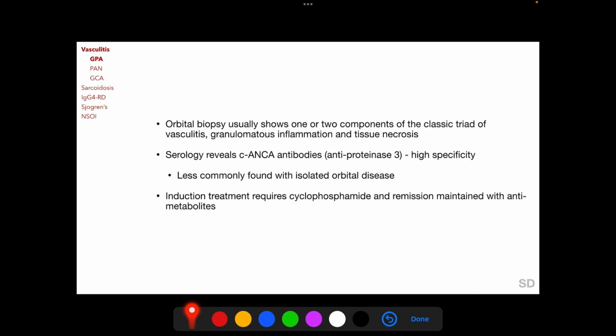Orbital biopsy in a patient with GPA usually shows one or two components of the classic triad of vasculitis, granulomatous inflammation, and tissue necrosis. And serology reveals a cytoplasmic pattern of anti-neutrophilic cytoplasmic antibody against the antiproteinase 3 antigen, which is highly specific for GPA. But C-ANCA antibodies are less commonly found with isolated orbital disease as compared to systemic GPA. And GPA, being a potentially fatal disease, requires aggressive treatment with induction with cyclophosphamide and maintenance of remission with antimetabolites.